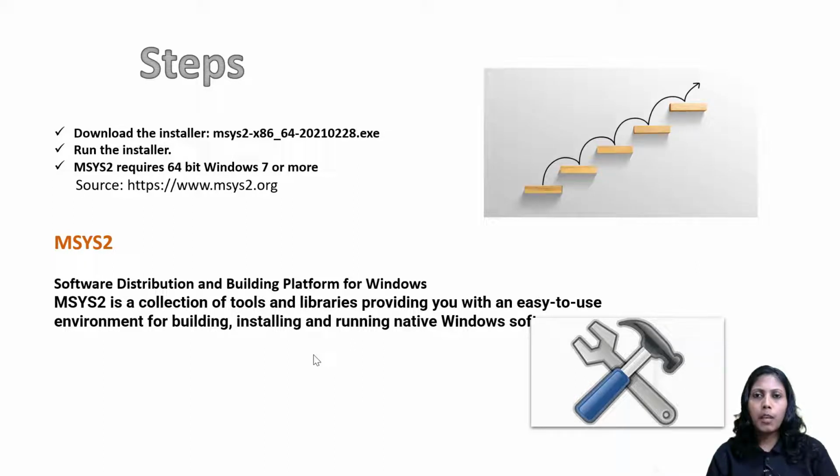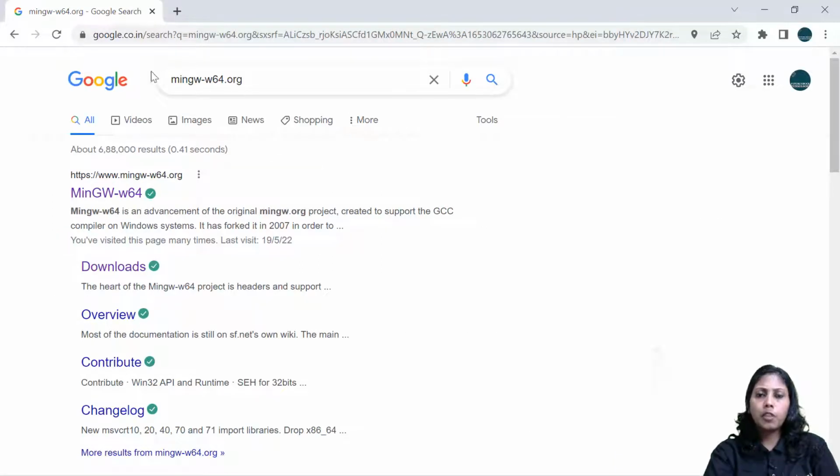Now I am sharing the link. I will add it in the description, from where you can download it, or you can just search online for MinGW 64-bit. So MinGW-w64 is what we are going to download right now. Let me go to my browser and I'll show you how to download and install it. In my browser, I was just searching for MinGW-w64.